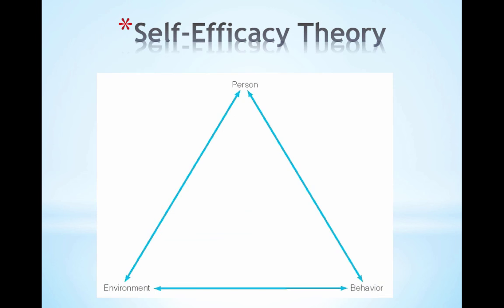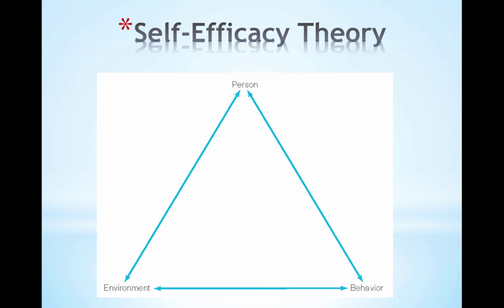Next, we have the self-efficacy theory. Self-efficacy theory was proposed by Albert Bandura, which suggests that human action results from an interaction of behavior, environment, and person factors. Our main person factor especially being cognition. This theory is based on the model of reciprocal determinism.